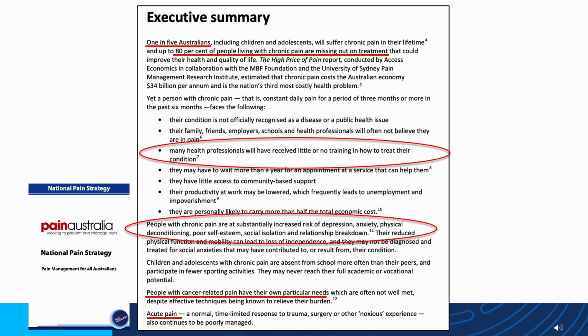There are a number of perils that we face. If you have chronic pain, it's not officially recognized as a disease or public health issue. Friends, family don't understand chronic pain. Even many health professionals don't understand how to assess and manage pain, so I've had little training in pain. One of the big factors is patients can wait up to a year before they see a pain specialist. And this doesn't only factor for chronic pain, this is also important in acute and cancer pain. We're not doing as good a job as we could and should.